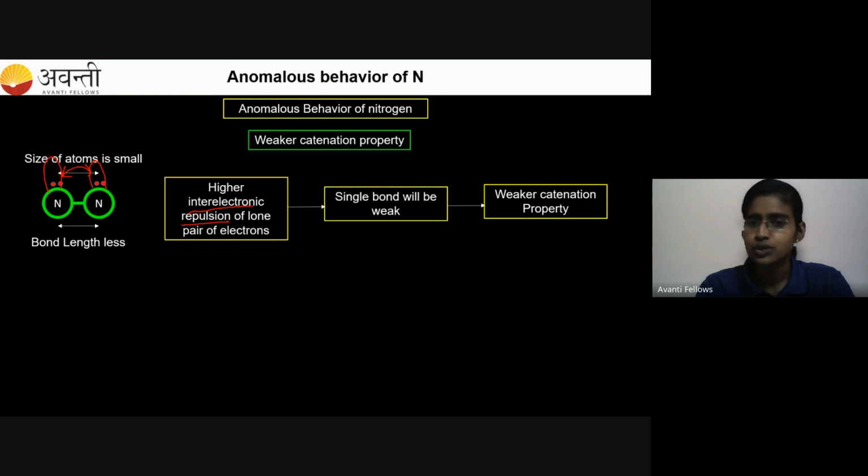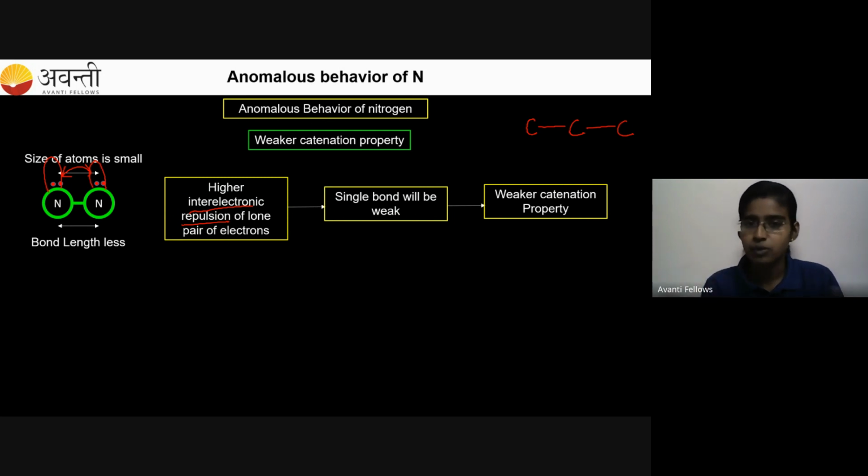Usually while studying the catenation property of carbon, we study it in accordance with bond strength only, right? Since the carbon sigma bond is very, very strong, it has a very strong catenation property. But in nitrogen, because of this inter-electronic repulsion, the bond is getting weak. The lone pairs try to keep each other far apart, so the bond gets loosened and weak.